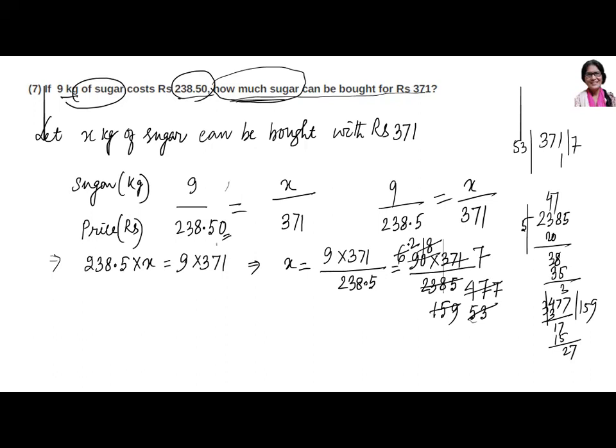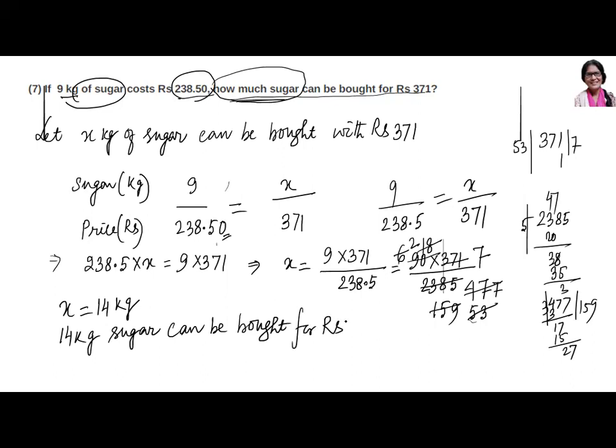So ultimately, I am getting what? 2 into 7. It will be x is equal to 14. 14 kg sugar can be bought for rupees 371.